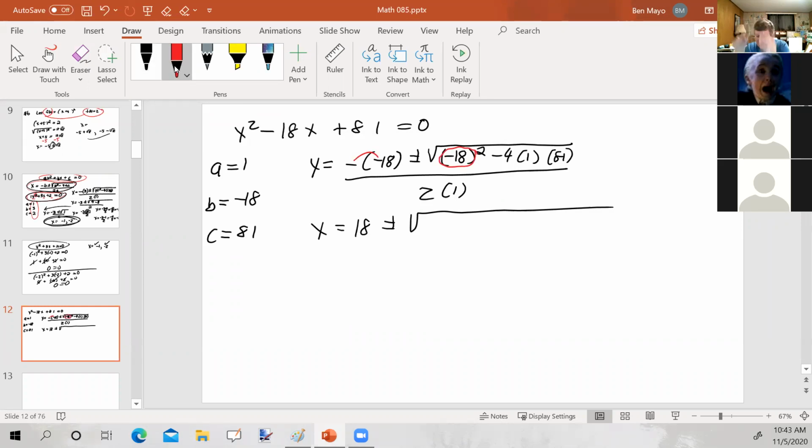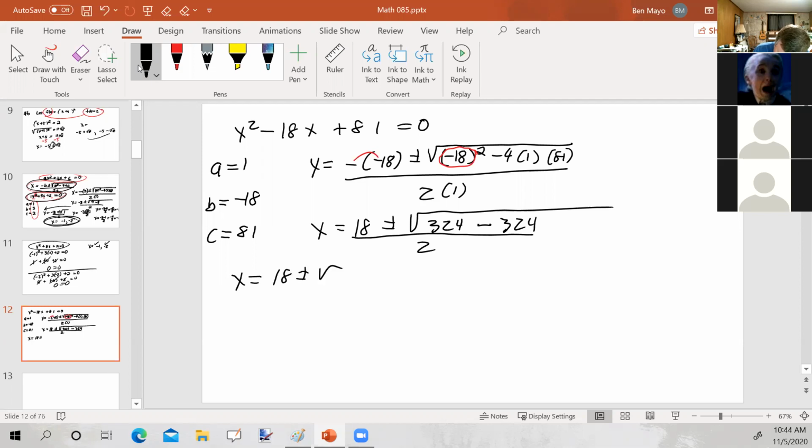that the -18 is squared. Since the negative is part of the base, negative times negative is positive. And I think 18 squared is 324. Let's see here. Yes. So this is going to be 324 minus 4 times 1 is 4, and 4 times 81 is also 324, and that's all over 2. So then we've got x equals 18 plus or minus the square root of 0 over 2.